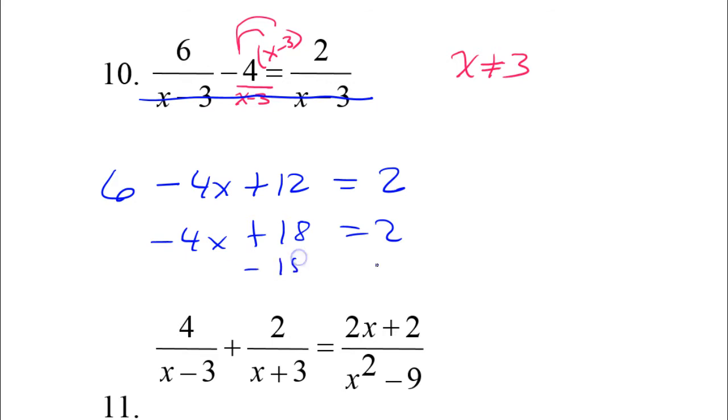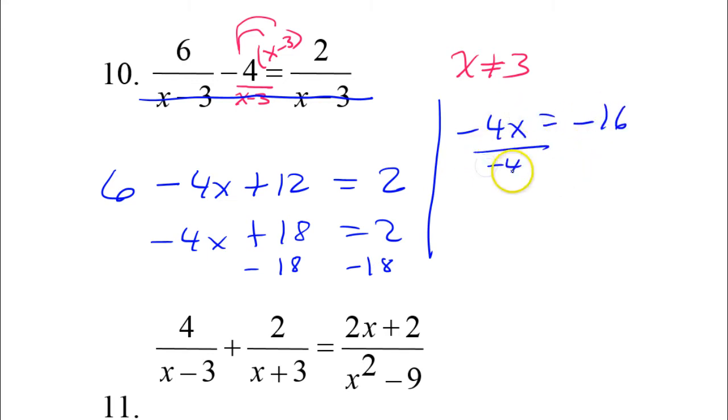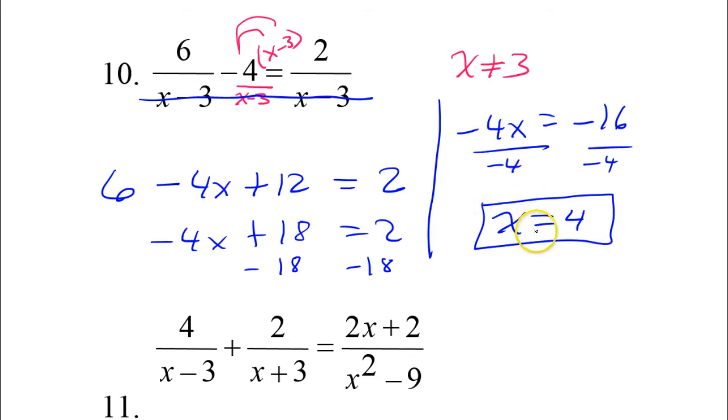Alright, subtracting 18 from both sides. So that's negative 4x equals negative 16. And dividing both sides by negative 4 gives me x equals positive 4. So that is not excluded, so that's the answer.